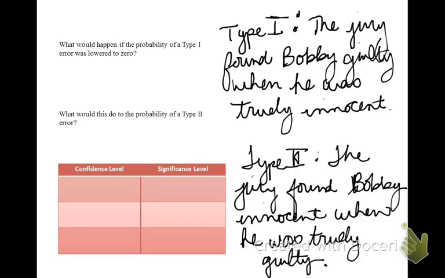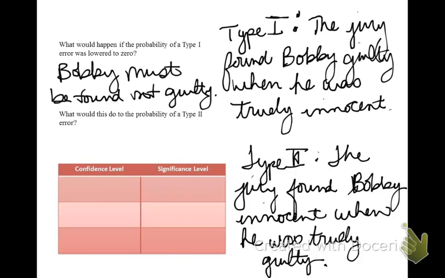Now what if we lower the type 1 error all the way to 0? So we could say that Bobby must be found not guilty. That way we never send a truly innocent person to jail. Now the flip side of this is that when you look at the type 2 error, if you always find Bobby not guilty, that means the type 2 error must occur. The jury would have to find him innocent even if he was guilty in order to avoid the type 1 error. So they play off of each other.